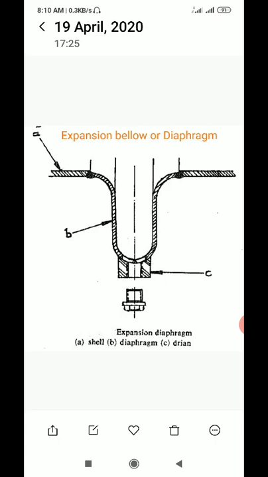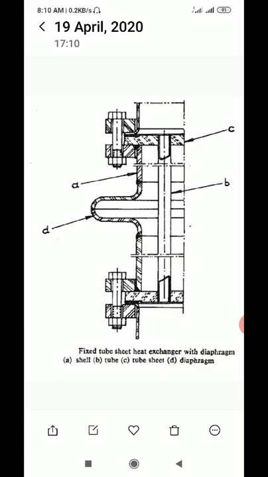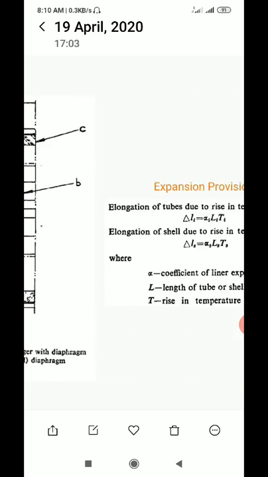The expansion bellow or diaphragm is used to reduce the stresses produced due to temperature difference in the tube and shell. The arrangement of attaching the expansion bellow to the tube sheet is as shown in the figure.